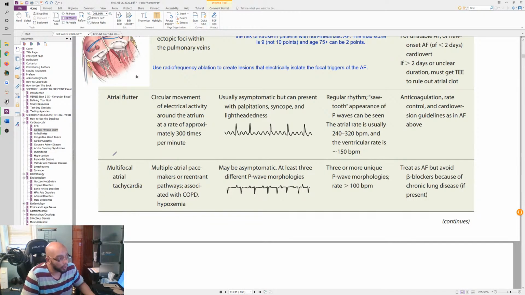A multifocal atrial tachycardia has multiple atrial pacemakers or reentrant pathways associated with COPD or hypoxemia, mainly just COPD. Alright, so if you have a COPD patient who's really not taking care of their COPD well at all, they're still not stopping their smoking, and they're really messing around with their own health, they can come back with multifocal atrial tachycardia. Maybe asymptomatic, but at least 3 different P-wave morphologies will be seen.